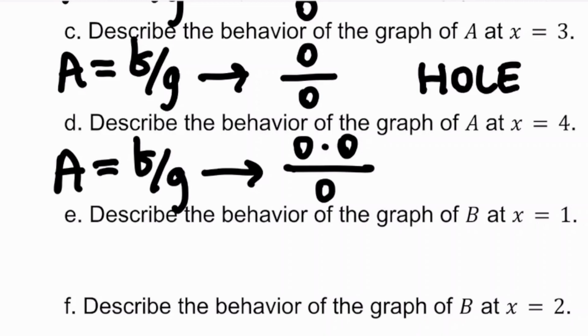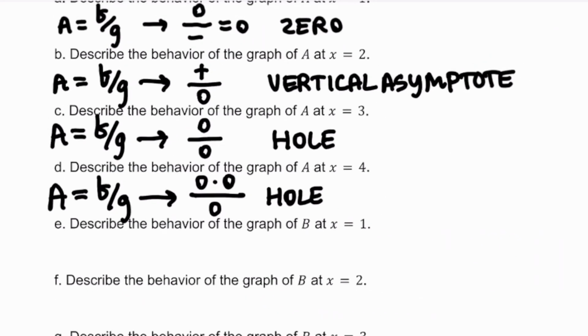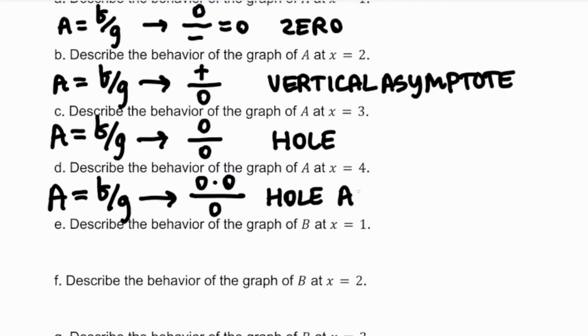0 divided by 0 is not equal to 1. But the extra value of 0 in the numerator after canceling would cause the y-coordinate of the hole to be at y equals 0. So I'm just going to say this is also a hole, but at the point where x is 4 and y is 0. So it's a hole on the x-axis.